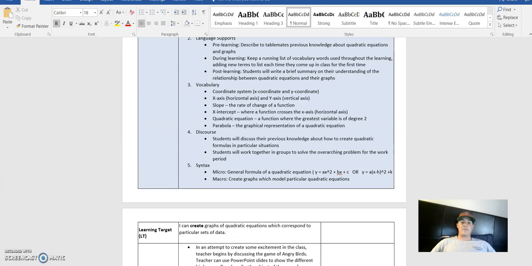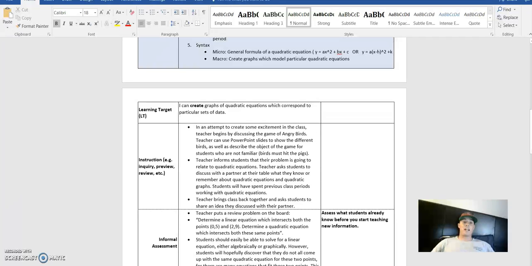For syntax, for micro, talking about the general formula of the quadratic equation, and then being able to apply this general equation to situations. But it all comes back to an understanding and being able to take this equation and apply it. For macro, it would be creating graphs that model particular quadratic equations. They're going to be given specific equations and then be able to determine the specific graph that fits that equation. So a little bit less general than just working with the quadratic equation in itself.